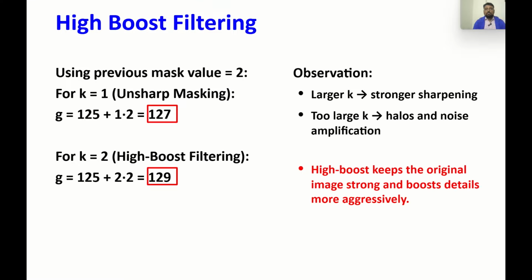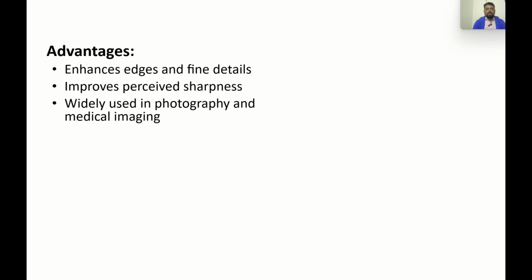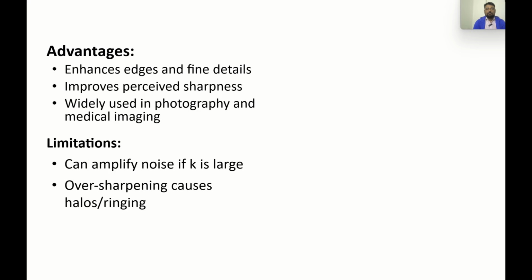So a larger k means stronger sharpening, and too large a k causes halos and noise amplification. If noise is there, that also will be amplified. High boost keeps the original image strong and boosts details more aggressively. The main advantage is that it enhances the edges and fine details and improves the perceived sharpness, and it is widely used in photography and medical imaging. The main limitation is that it can amplify noise, and over-sharpening causes halos and ringing.